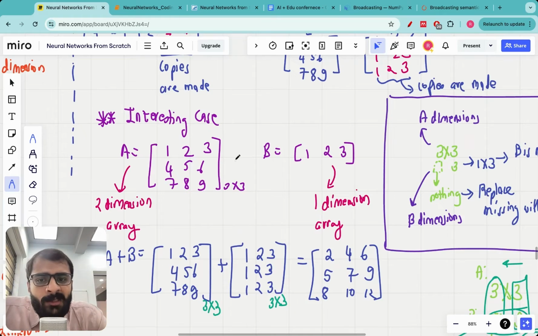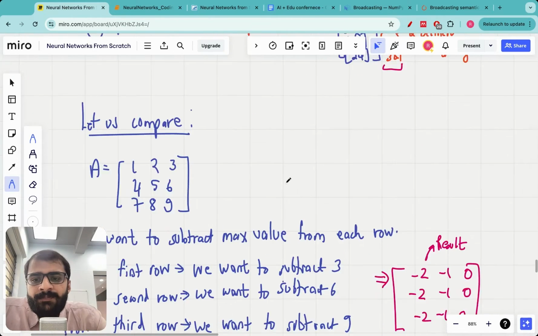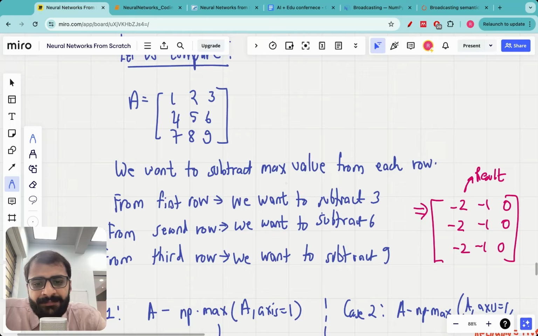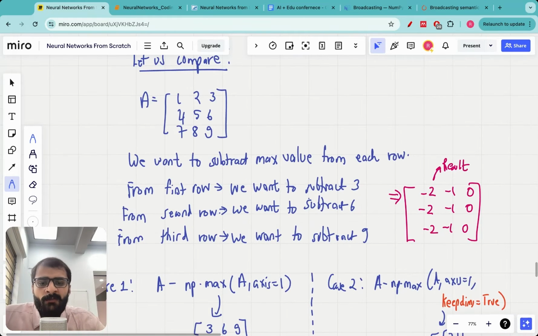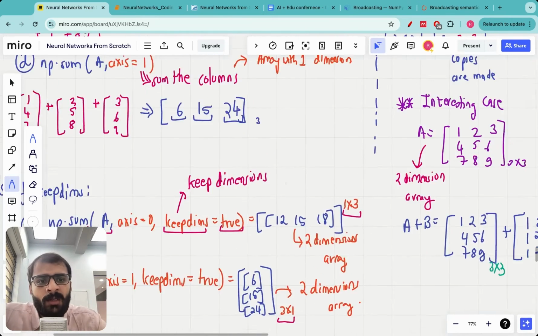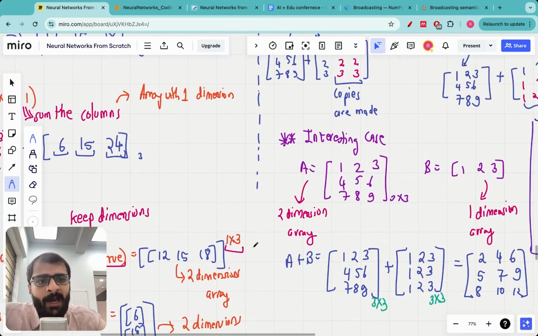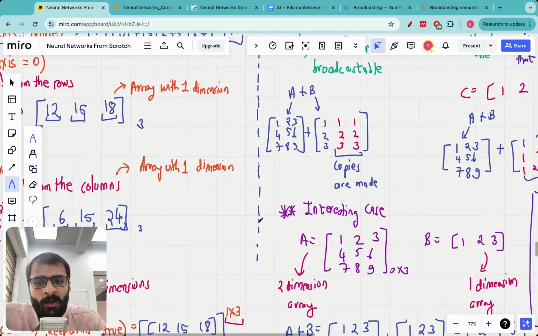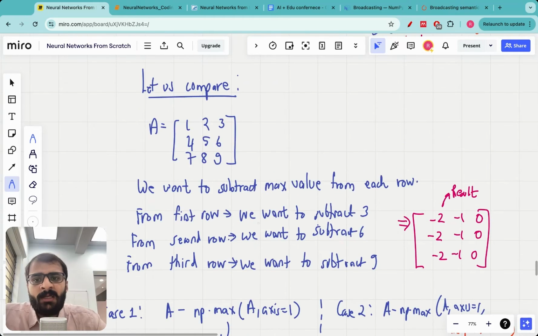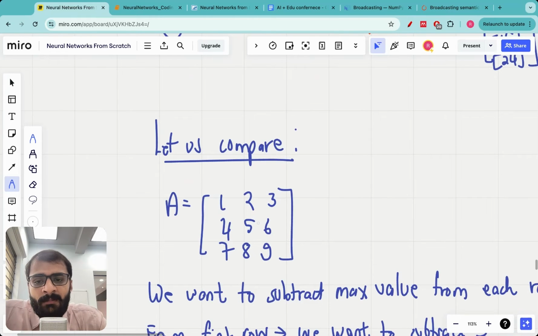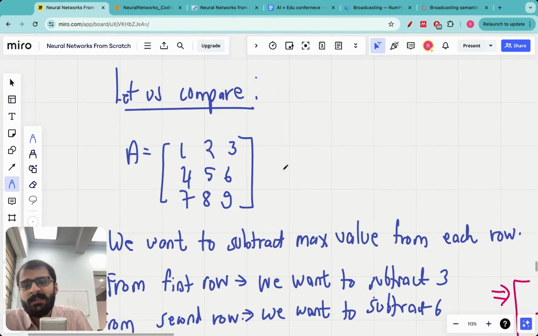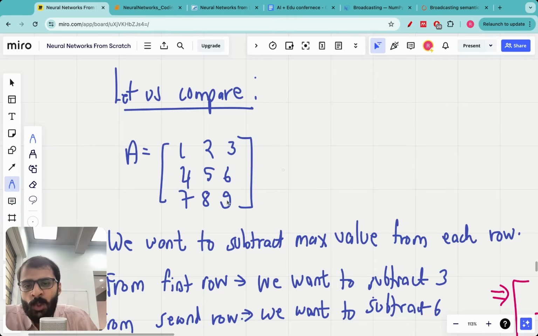So the reason I'm showing this to you is because I want to take two examples here and show you how, if you're not careful, or if you are not knowledgeable about the keep dims and the broadcasting rules, it can land you in trouble. So let's say we have the matrix A, and I give you the task that from each row of A, you have to subtract the maximum value of that row.